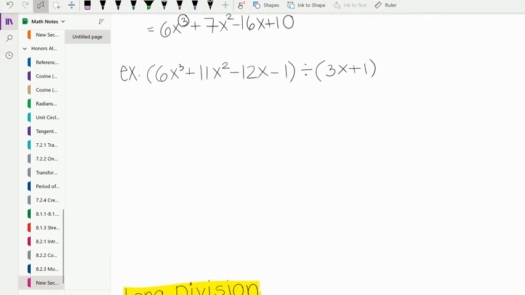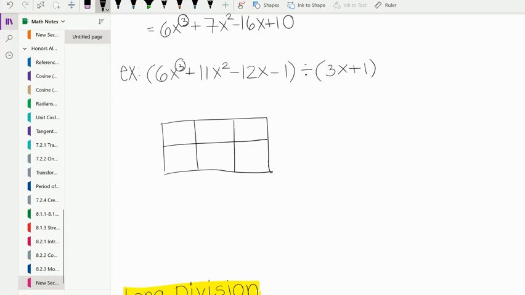Once again, we have a polynomial divided by a polynomial. I'm going to make a 2, and because it's a third degree, I'm going to do a 2 by 3 box. If that were 6x to the fourth, I would do a 2 by 4 box. So this is going to be 3x plus 1. We don't know what that top row is, but we know that the answer is 6x cubed plus 11x squared minus 12x minus 1.